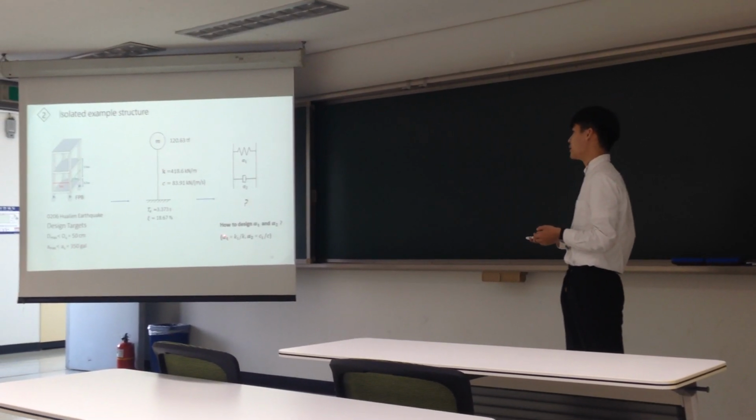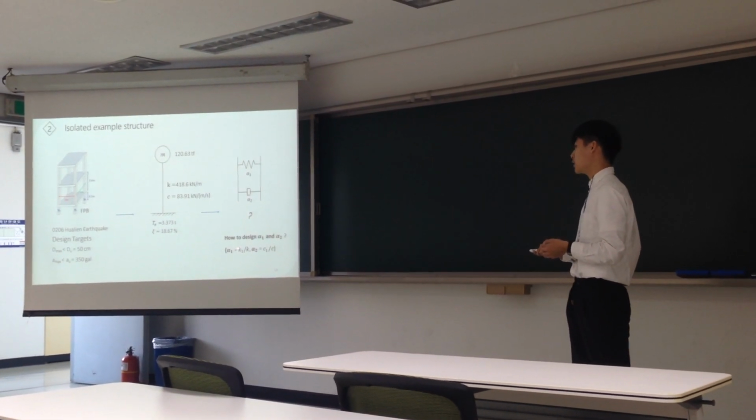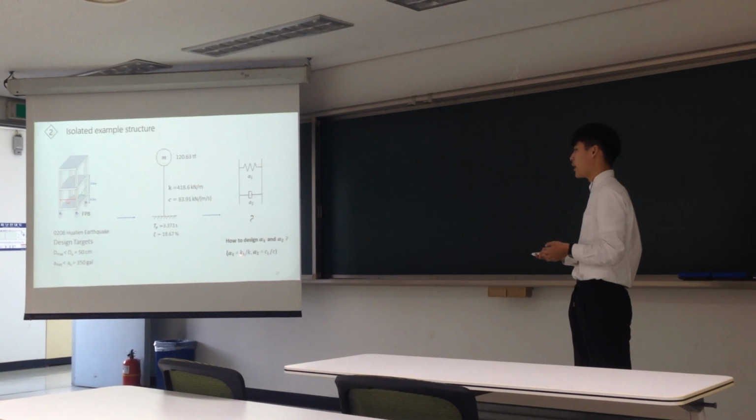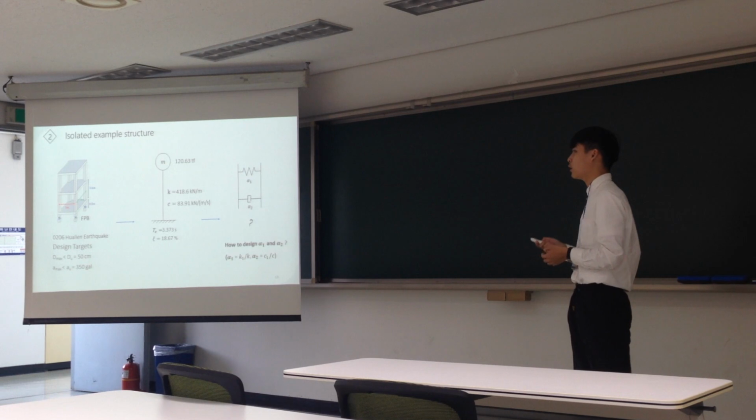So the most important thing is how do we decide alpha 1 and alpha 2? Alpha 1 is, like I said before, K1 divided by K, the stiffness ratio. And alpha 2 is C1 divided by C, the damping coefficient ratio.